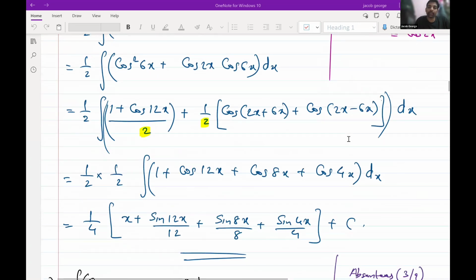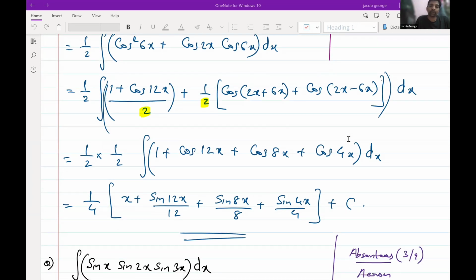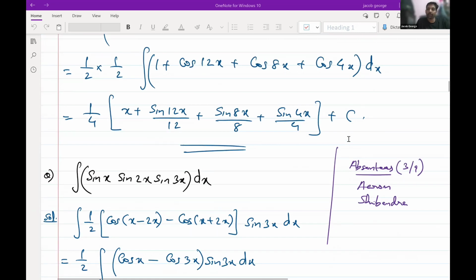Then we have to do the integral. 1 by 4 into integral 1 dx is x. Integral cos 12x is sin 12x by 12. Then sin 8x by 8 plus sin 4x by 4 plus c. Clear? Yes, sir. Okay. So that is it, there is also the product of 3.